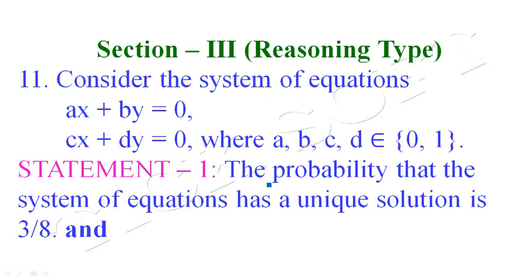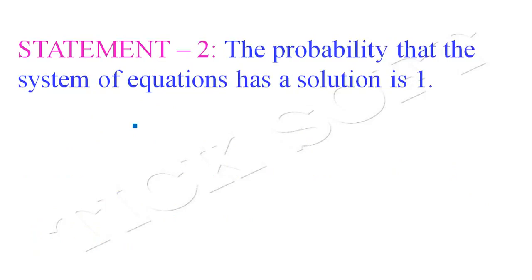Statement 1 here is, the probability that the system of equations has a unique solution is 3 by 8, and statement 2 here is, the probability that the system of equations has a solution is 1.